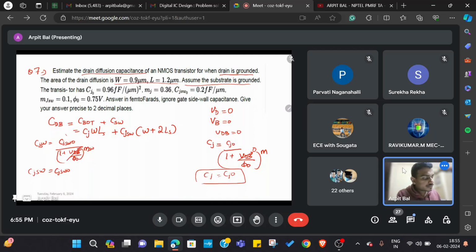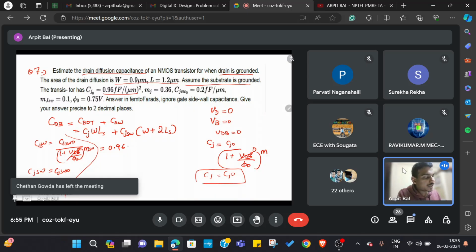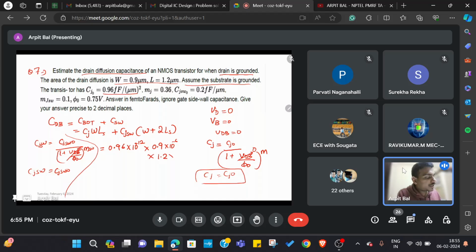Okay, so now it is only a matter of substitution. So Cj is Cj naught, that is given to us as 0.96 femtofarad per micrometer square. Okay, so if micrometer square is in the denominator, I can write it in the numerator as plus 12 into, I have W as 0.9 micro into L is 1.2 micro.